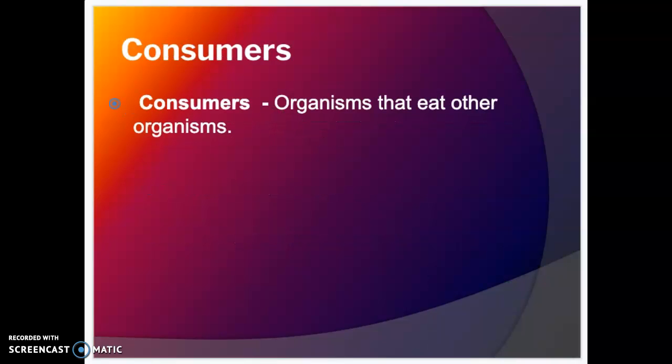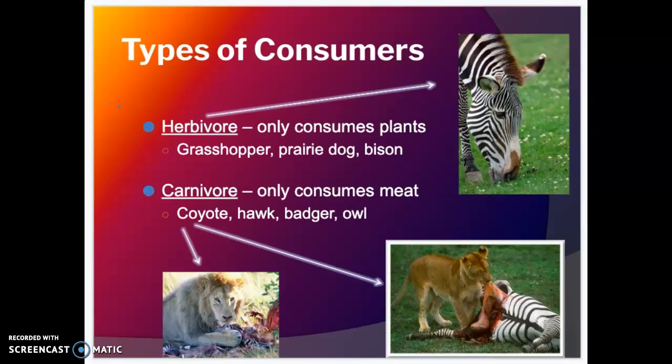Consumers are pretty simple, right? The way they get energy is by eating other organisms, okay? So they can either be eating other producers, they can eat consumers, they could eat decomposers. They just get their energy by eating other organisms. Like humans are consumers because we eat other things, either vegetables, fruits, or meats, anything like that. We're eating other organisms to get our energy. We can break down consumers into even more types than just consumers, right? We have herbivores. Herbivores only consume plants like grasshoppers, prairie dogs, bison, deer, for example.